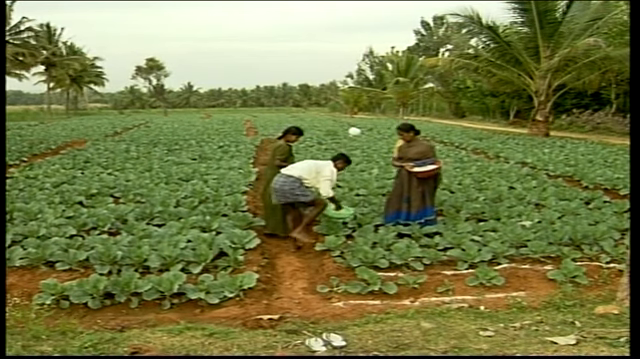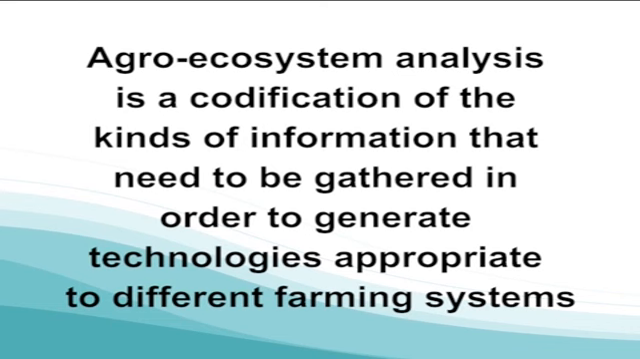To be adopted, new technologies needed to heed other constraints and therefore to emerge out of an analysis of the farm system as a whole. Agro-ecosystem analysis is a codification of the kinds of information that need to be gathered in order to generate technologies appropriate to different farming systems. It entails a broad and very often visual system analysis used to understand opportunities and constraints in an agro-ecosystem.